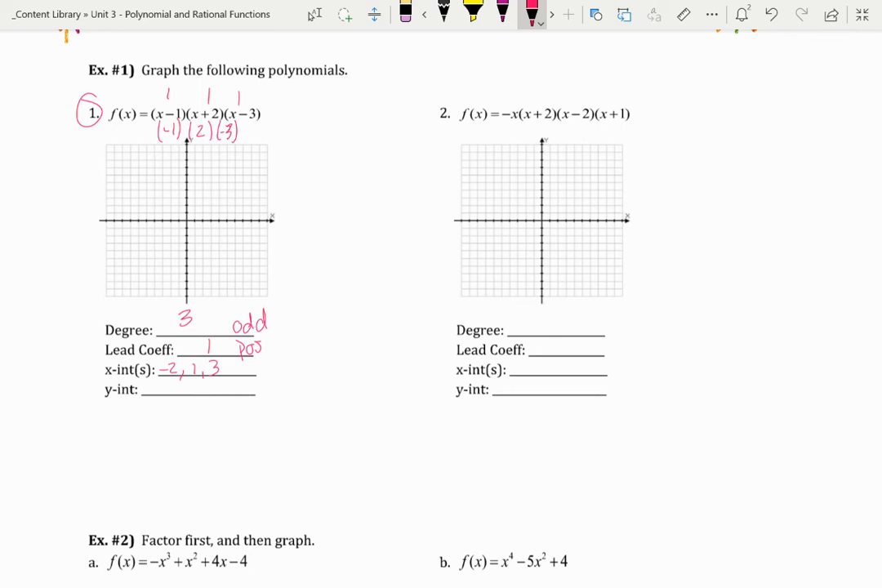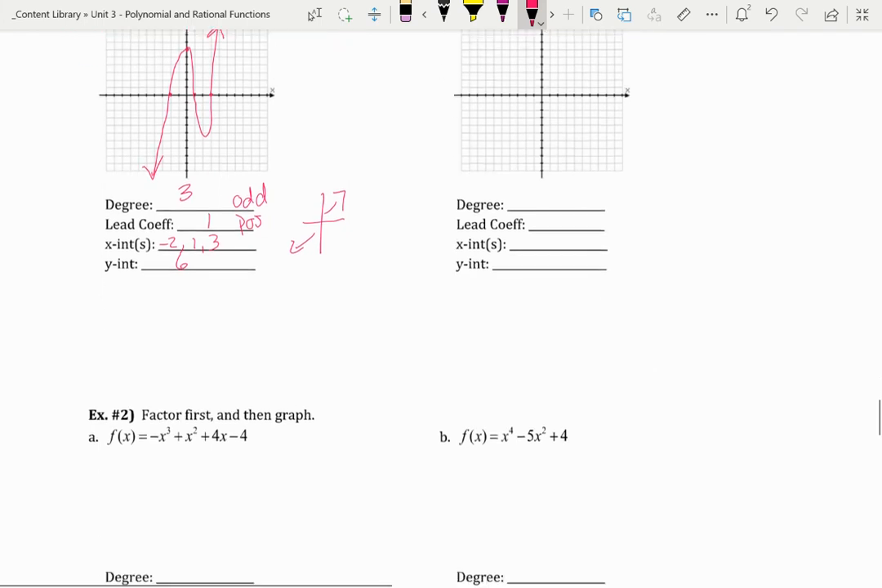My y-intercept is going to be at, so this would be -1 times 2 times -3. That's if I plug in zeros. So I end up with -1 times 2, which is -2, times -3, which gives me +6. So I can go 1, 2, 3, 4, 5, 6. -2, 1, and 3. And then it is an odd and positive. So when I sketch my end behavior, it's kind of like this. So it's going to be similar to that last one that we did. Okay, you guys do 2, and then I'll put your answer up.